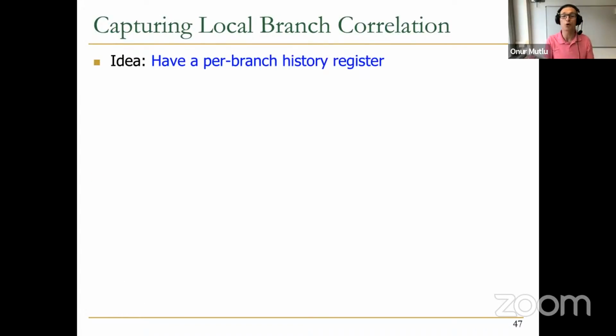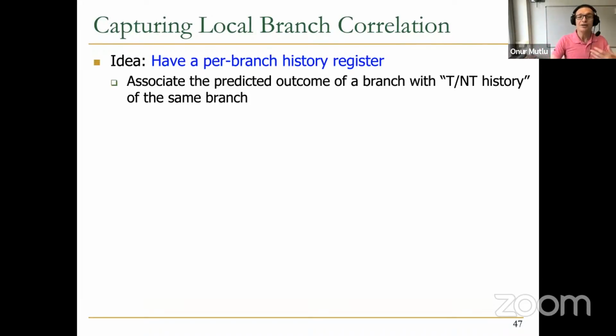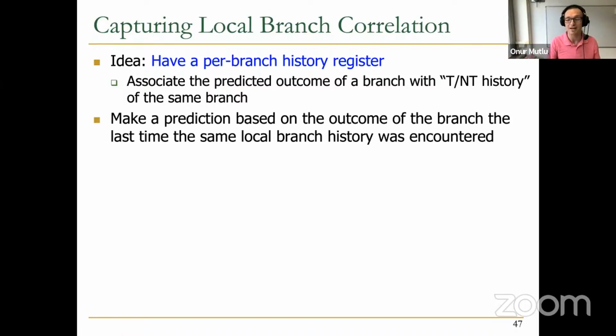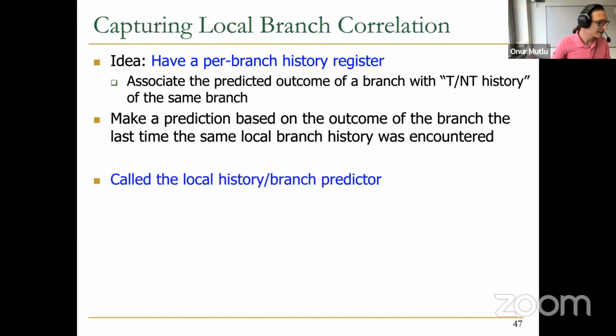The idea is to have a per branch history register. Based on a program counter, you have a history register. This is a local history register, just looks at the local history of that branch. And you associate the predicted outcome of a branch with the taken, not taken history of that very same branch. You basically keep track of what happened to the execution of this particular branch at program counter X. And you make a prediction based on the outcome of the branch the last time the same local branch history was encountered. This is called the local history or local branch predictor.